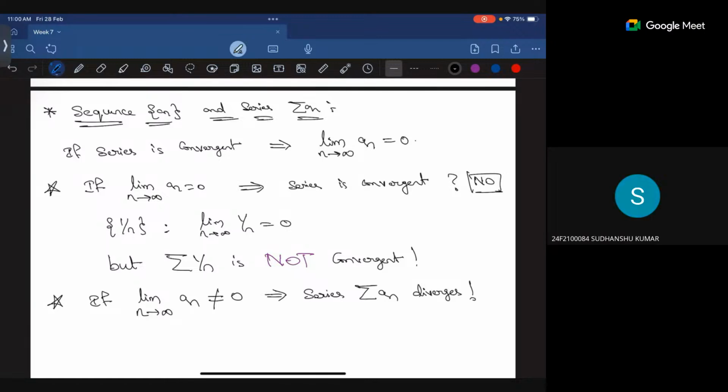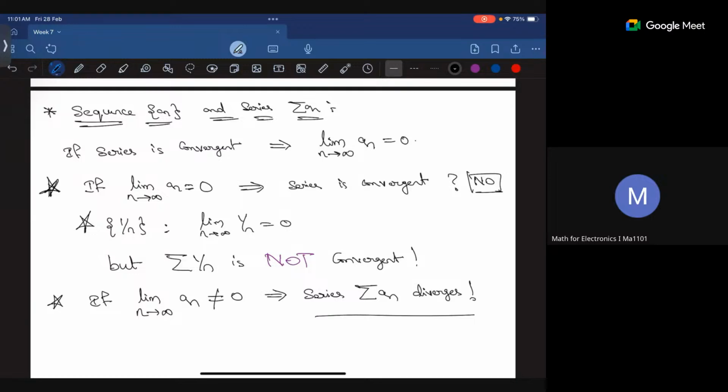Sir, it means if a_n is equal to 0, then it should be convergent? No, that is what I told you. If the limit is equal to 0, you cannot say the series is convergent. You cannot say, because we have the exception here. Just now we saw the harmonic series. What we can say is the opposite: if the limit equals 0, we cannot conclude anything. The series may converge or diverge. But if your sequence limit is not equal to 0, I can definitely say that your series will diverge.